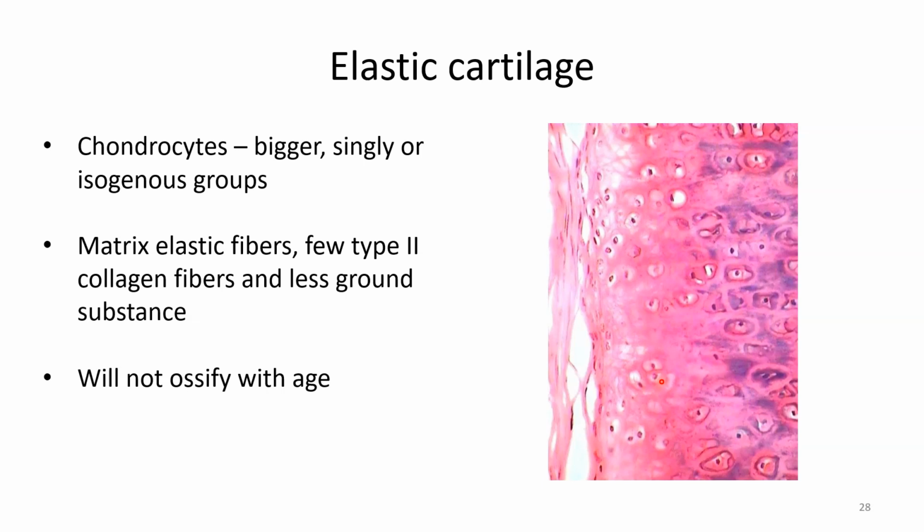The similarity is that both have the perichondrium, and if you see the arrangement of chondrocytes, they are singly or in small groups of 2 or 3 in the elastic cartilage, and they are more in the hyaline cartilage. And the matrix contains the elastic fibers and few type 2 collagen fibers in the elastic cartilage. So there is no ground glass appearance as you see in the hyaline cartilage, and it will not ossify with age.